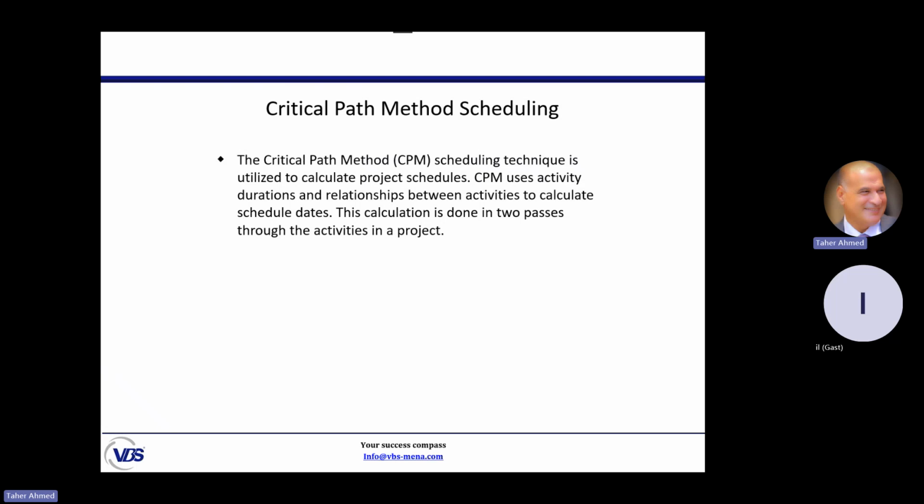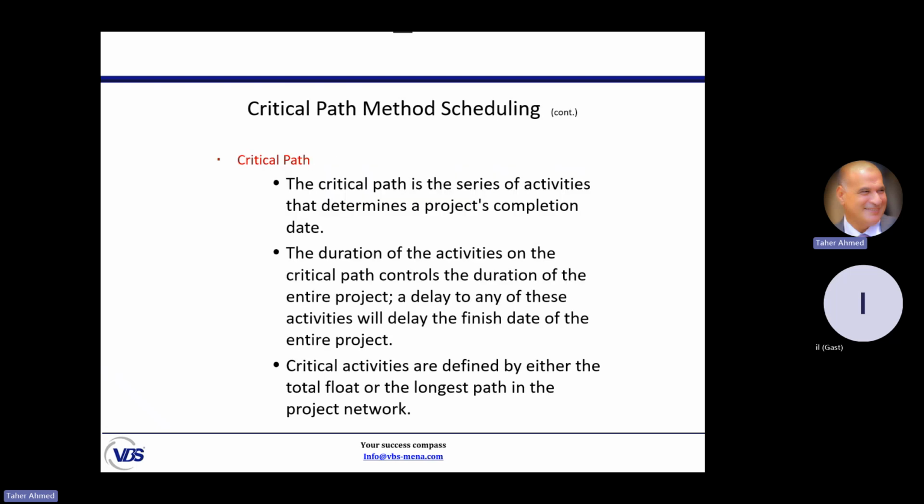Scheduling uses a technique called CPM, Critical Path Method. It is a technique used to calculate the project schedule. How does CPM work? It uses two pieces of information in the project: activity duration and the relationship between activities. It takes those two factors and calculates schedule dates in order to calculate the finish date of the project. It does this in two passes through the project activities: forward pass and backward pass, as we are going to discuss.